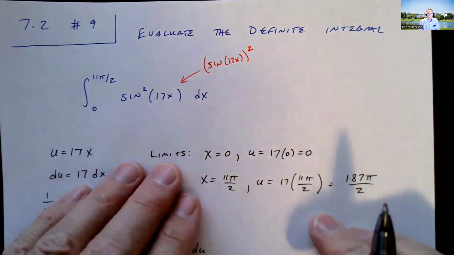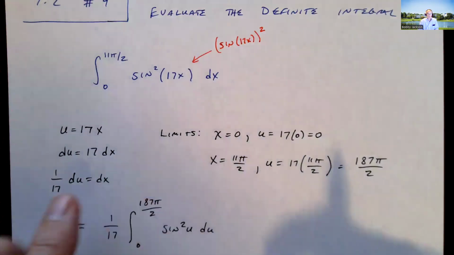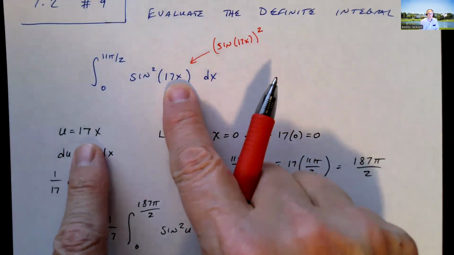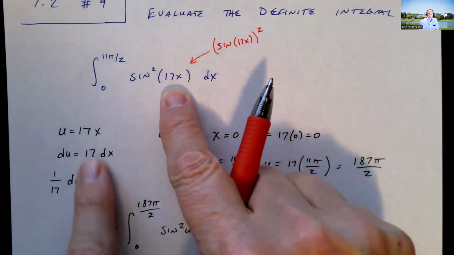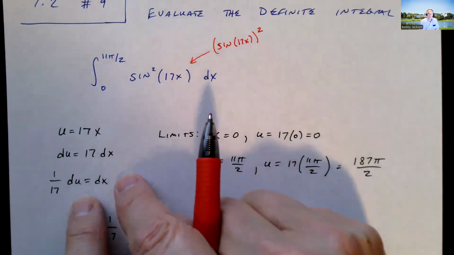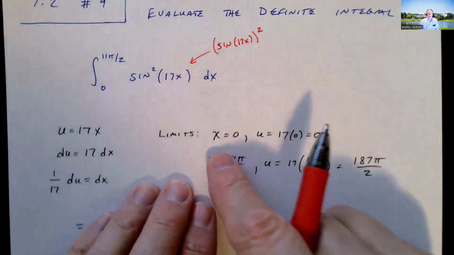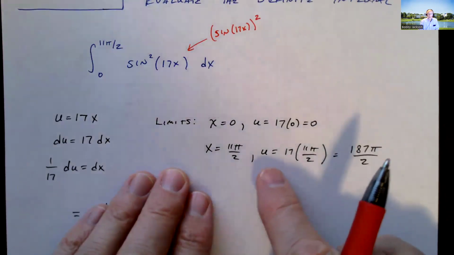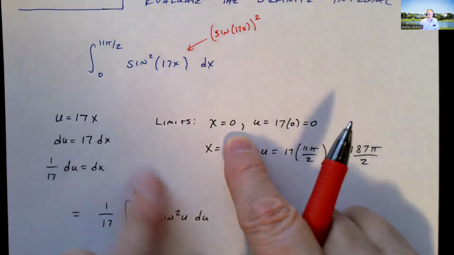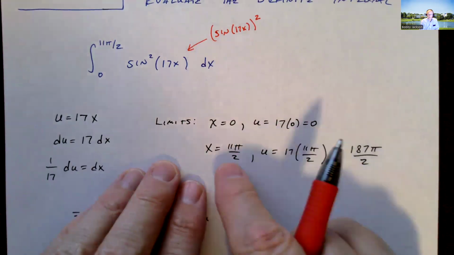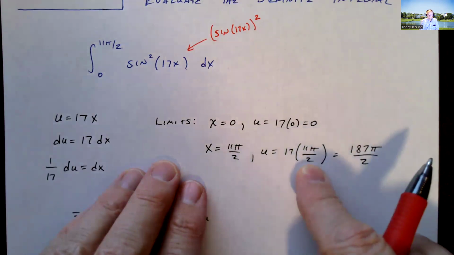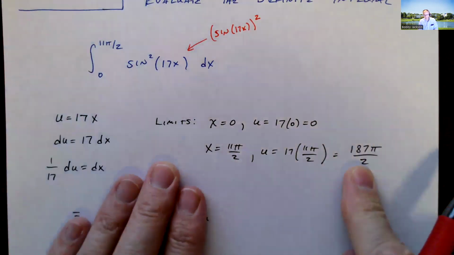So I'm going to do a little substitution here just to clean things up a little bit. Let u be 17x inside that sine squared function. du is 17 dx then, or 1/17 du is dx. I'm also going to change the limits of integration since I'm going to the u variable. When x is 0, since u is 17 times x, u is just 17 times 0, or 0. But when x is 11 pi over 2, u is 17 times 11 pi over 2, or 187 pi over 2.